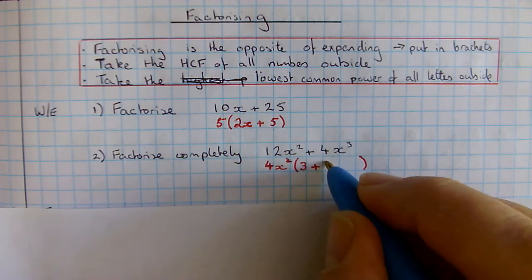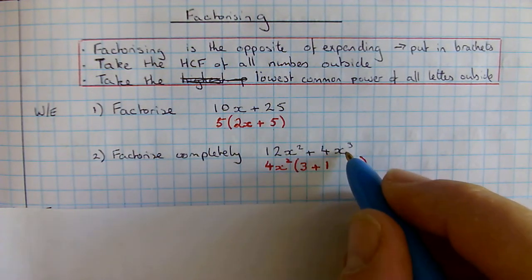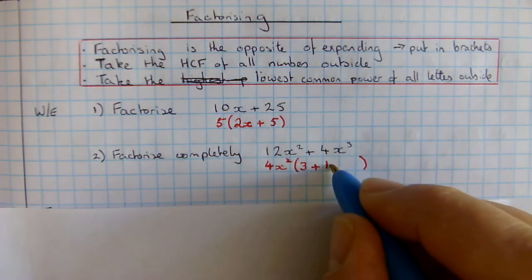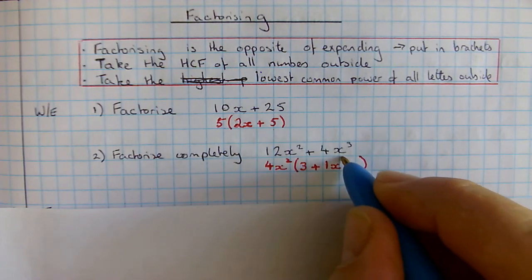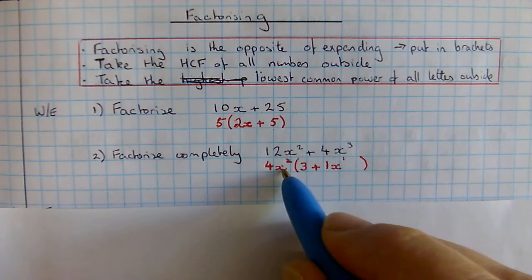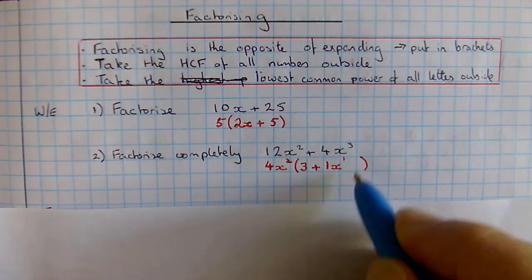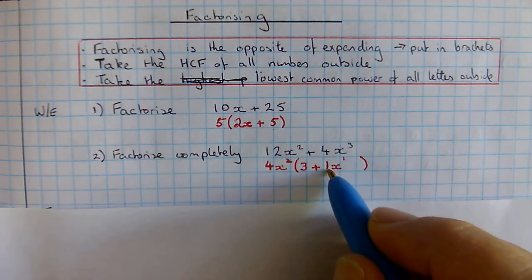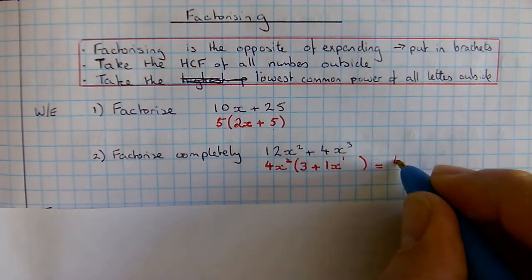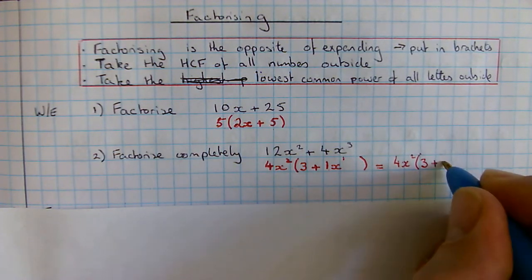Well, it's 1. But this would give me 4x squared. I want 4x cubed, so I'm going to need to have another x so that I add the powers. Remember, that's 1x to the power of 1. Because now when I multiply them together, I've got 4 times 1 is 4, x squared times x to the power of 1, add together the powers gives me x cubed. We don't normally write either the 1 in front or 1 as a power, so I would normally write that as 4x squared lots of 3 plus x.